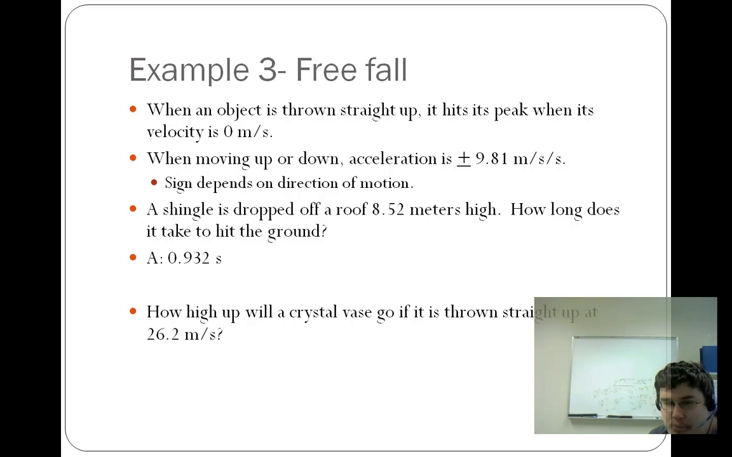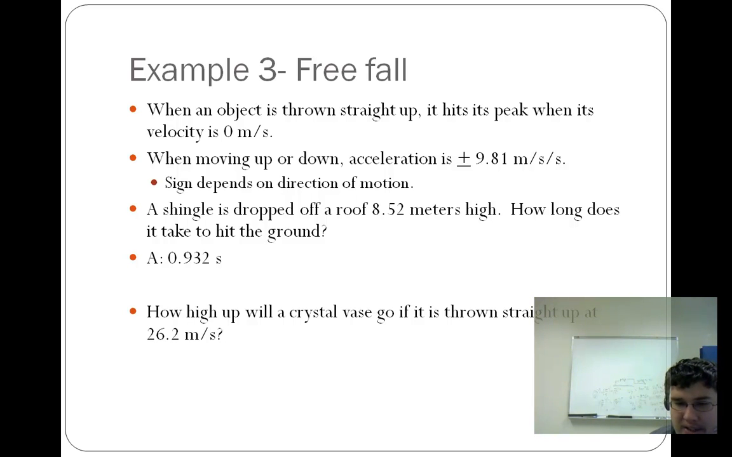For the first one, you should have 0.932 seconds. So here's your distance, 8.52 meters. And your acceleration is 9.81 meters per second squared. The trick to this one is that it's saying it's dropped. If something's dropped, it starts with no velocity. Otherwise, if you're throwing something, you're putting a force behind it that adds velocity to it. Dropping means you start at 0.